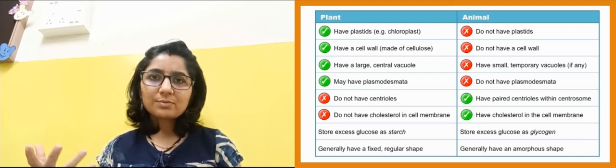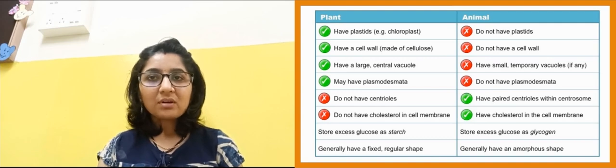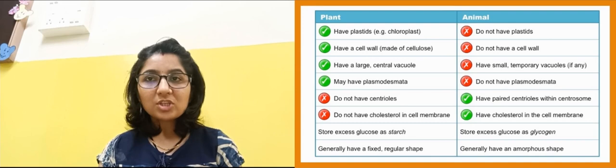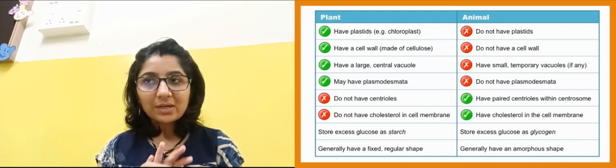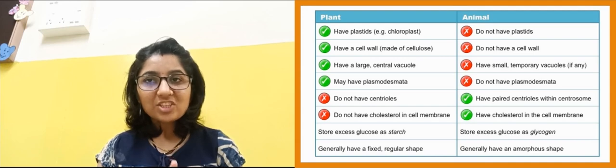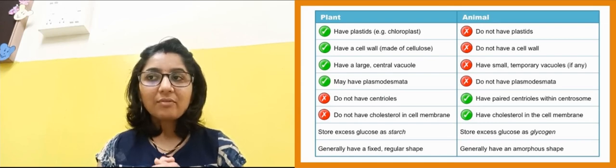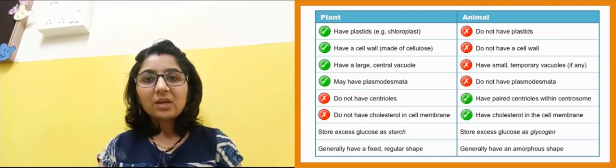Then there are some other components like the centriole, and so many things. And we can see the shape. Generally plant cells have a fixed and regular shape, while animal cells generally have an amorphous shape. The shape may vary depending on the cell.